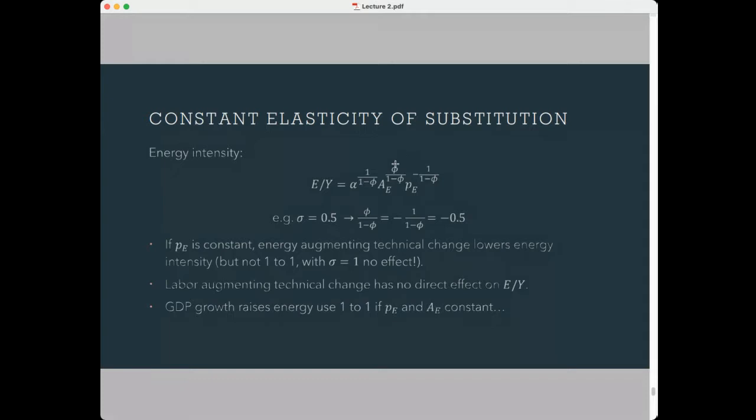So that means that energy augmenting technological change improves the efficiency of energy, holding labor and energy use constant, and the labor technology constant as well. It reduces energy intensity. It saves energy, ceteris paribus, holding the price of energy constant. But it doesn't do it one-to-one. About half of the gain in energy efficiency translates into energy intensity. So this already says energy efficiency doesn't translate one-to-one to energy intensity changes. So the actual changes in energy efficiency are probably larger than the changes in energy intensity.